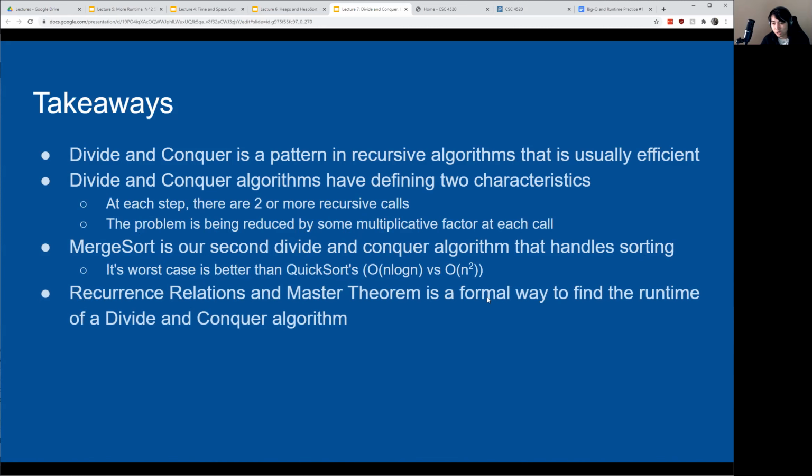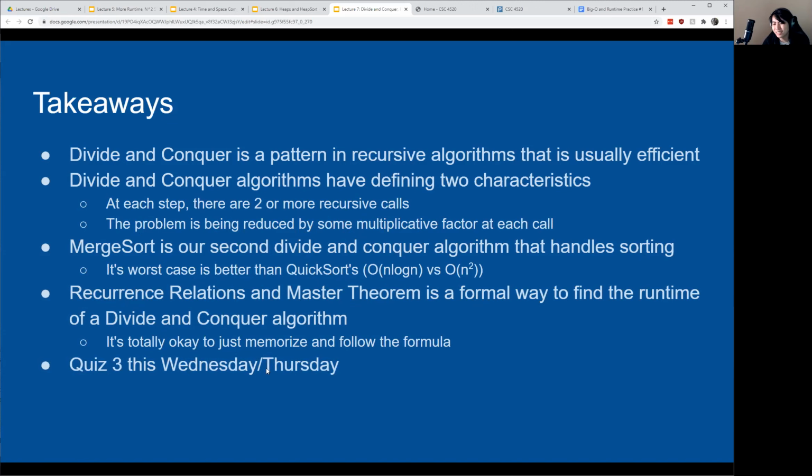Recurrence relations and the master theorem are a formal way of finding the runtime of a divide and conquer algorithm. We went over it in a very short amount of time, so if you're a little bit confused, don't worry, I'll post some reading. It's okay to just memorize and follow the formula, and once you do that, you'll get free points on the exam, basically.